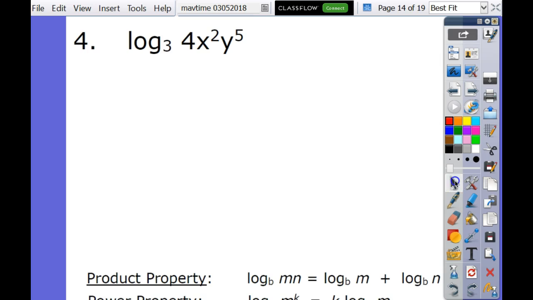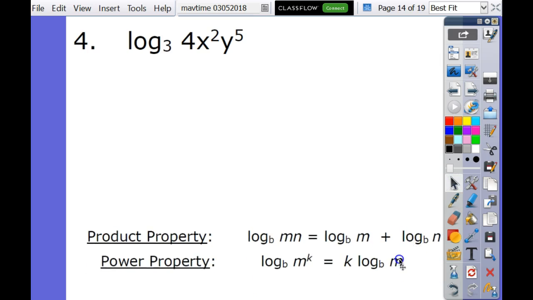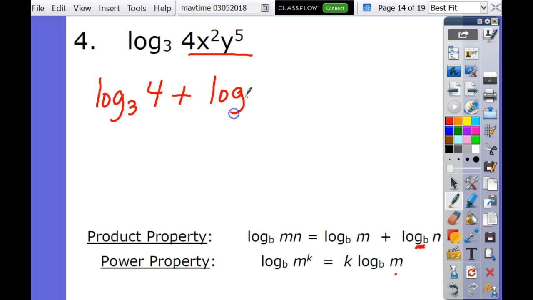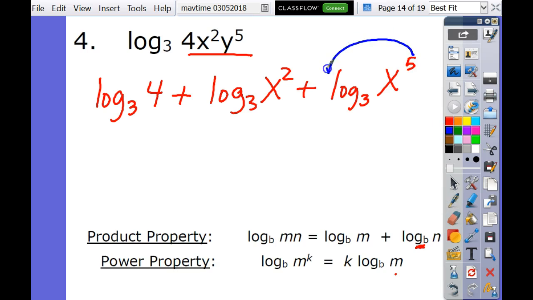Problem number 4 has two things going on. It has some multiplication and it has some exponents. So I'm going to use the product property first and the power property second. This becomes log base 3 of 4 plus log base 3 of x squared plus log base 3 of x to the 5th power. That is the product property. Then this power is going to come out in front of this log, and this power is going to come out in front of that log.